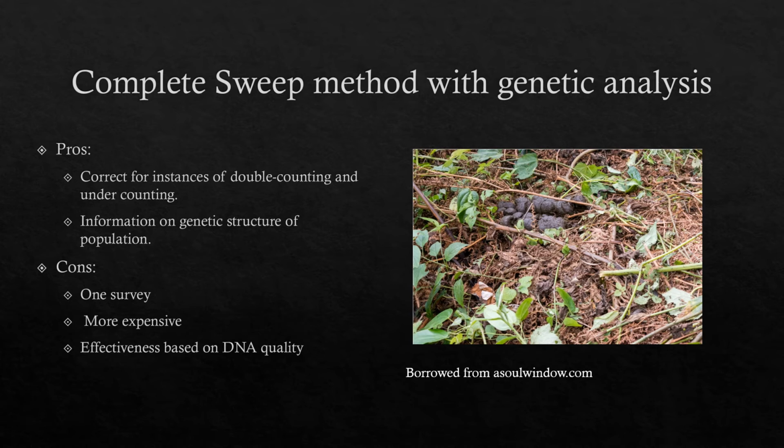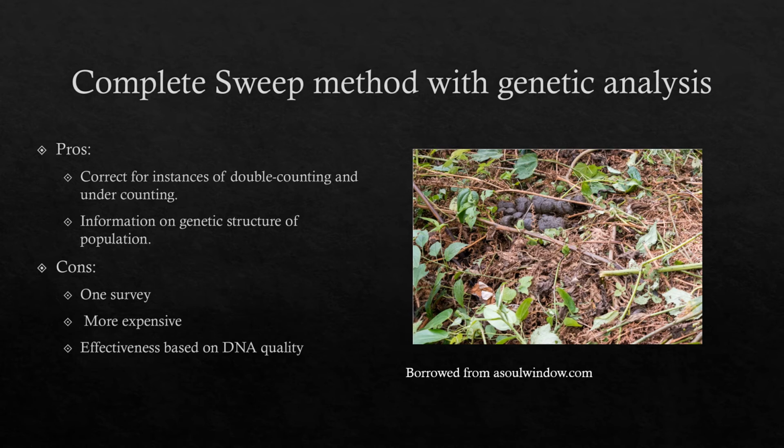Some disadvantages of this method is that it's still one survey, so you're going to have the same issue of undetected individuals, and also it can be expensive, so PCR and genotyping large numbers of individuals could be prohibitive in some cases. And finally, the effectiveness of this technique is tied to the quality and quantity of DNA extracted from the gorilla feces.